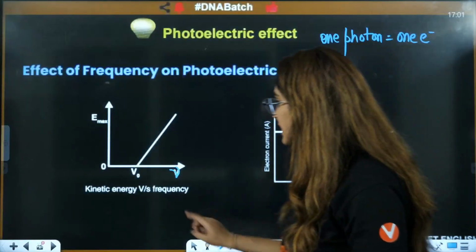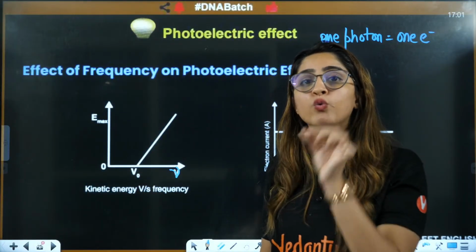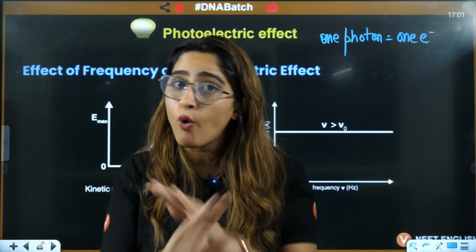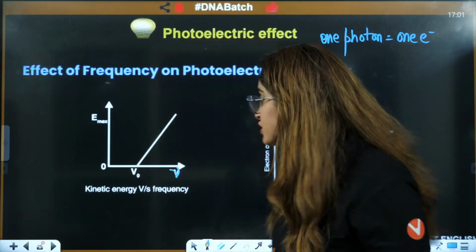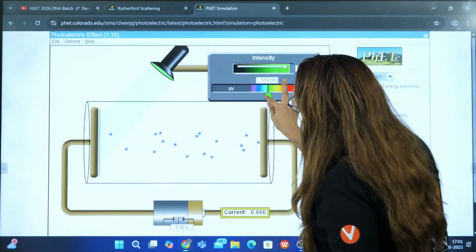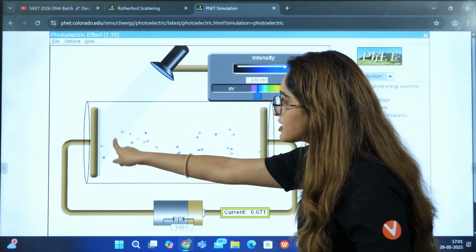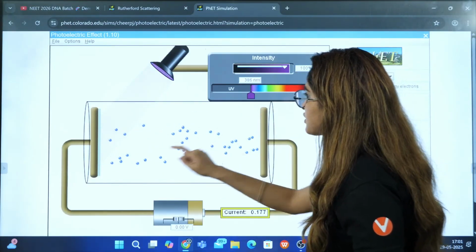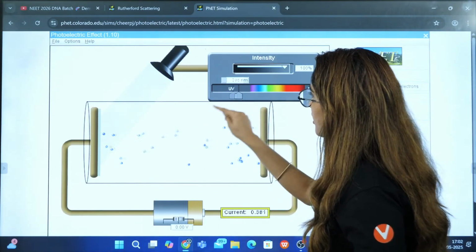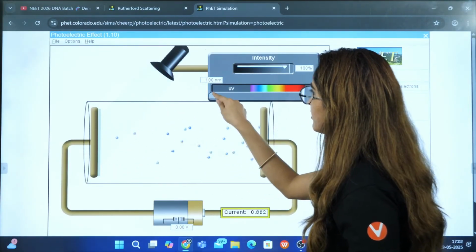That means this is the work function, the minimum frequency. That is why at this point there is no kinetic energy. Till you reach mu naught, the minimum frequency that is required, there will be no electron. But once you reach this mu naught, as you increase the frequency, speed will increase. Just focus here. As I increase, more speed will be there, right?